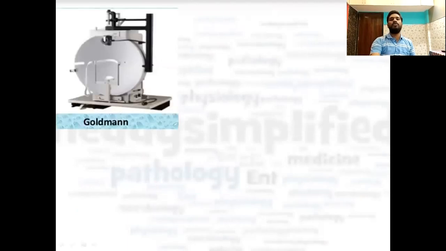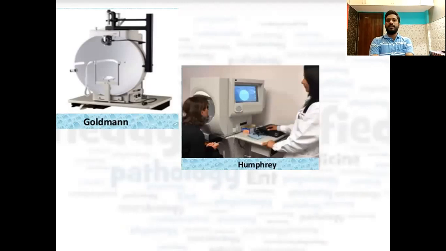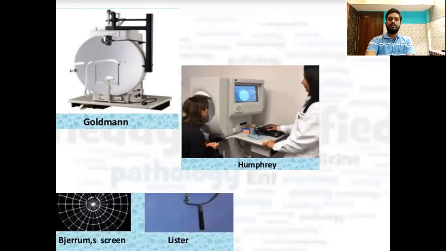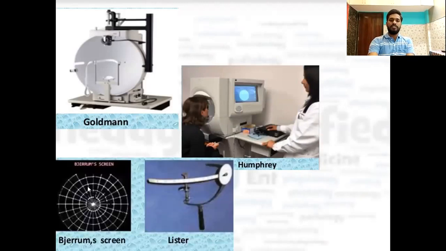Now, this is how a Goldman perimeter looks like. There can be a question: this instrument is used for? So it is used for measuring visual field. Which visual field, central or peripheral? Both. This is Humphrey's perimeter. This is the automated perimeter used nowadays. These are two, Bjerrum's screen and Lister's perimeter. Bjerrum's screen is used for the center, whereas Lister is used for the periphery.